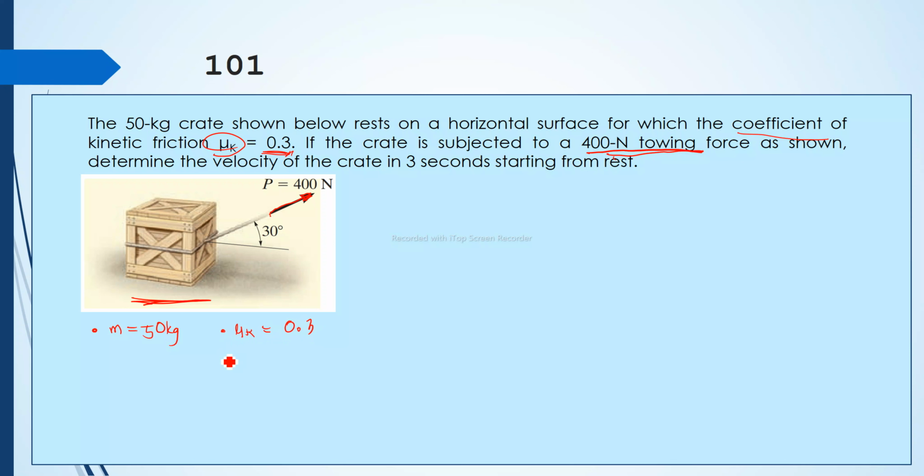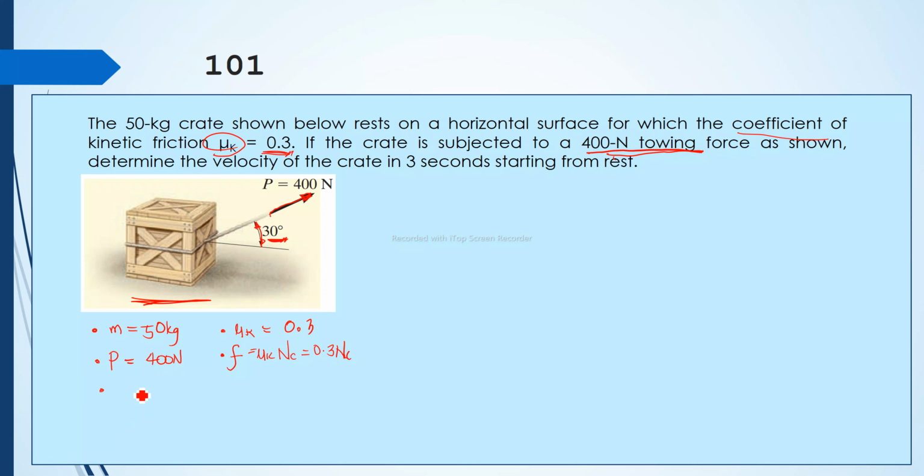What is mu k for? Mu k, the coefficient of kinetic friction, is used to calculate our frictional force. Let's denote that by the small letter f, equal to mu k times the normal force N, or that is equal to 0.3 times the normal force. In this example, what else is given? We have a force P that is equal to 400 Newton, but the force P is inclined 30 degrees. So please take note of that. And determine the velocity of the crate in 3 seconds starting from rest.